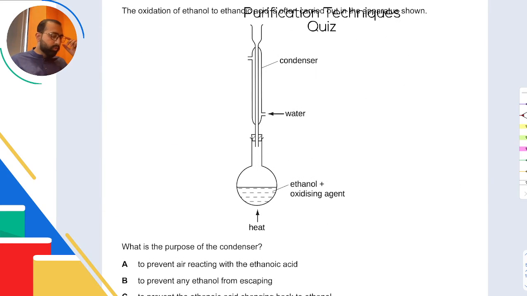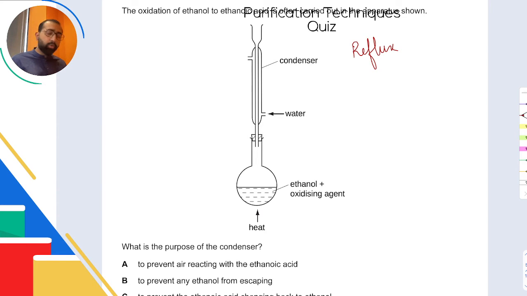The oxidation of ethanol to ethanoic acid is often carried out in the apparatus shown. This setup, where you use a condenser to make sure that any vapor that's coming out cools down and goes back, is called a reflux setup. It's a reflux condenser. What's happening basically is that, let's suppose you want to heat a volatile thing.